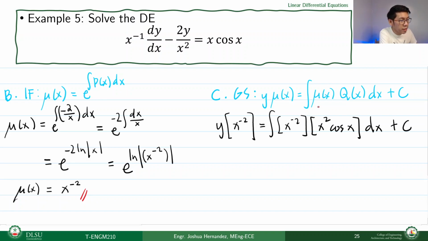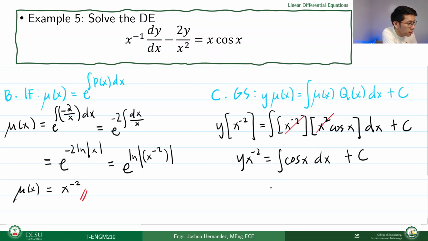You can easily note and see that x squared here cancels out. Negative 2 plus 2 is 0. And we have y x raised to negative 2 equals the integral of cosine x dx plus c. Of course, the integral of cosine as we know it is simply sine x. There's no more dx, it's done. Plus c.